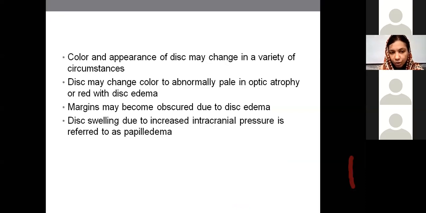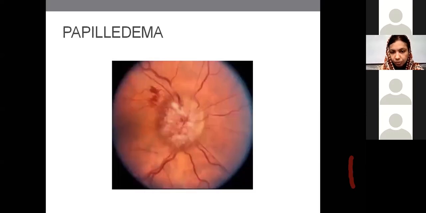What you have to do: color and appearance of the disc may change in a variety of circumstances. Usko aapne observe karna. Disc may change color to abnormally pale in optic atrophy or red with disc edema. Margins may become obscured due to disc edema. Disc swelling due to increased intracranial pressure is referred to as papilledema. So this is papilledema. The disc margins are obscured here.